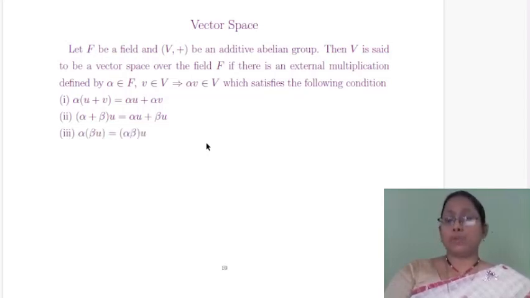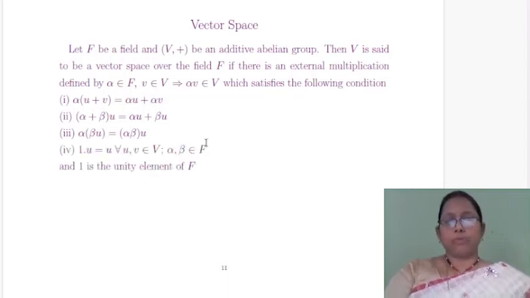Number two, alpha plus beta with u is equal to alpha u plus beta u. Finally, this is the associativity between the element of the field and the vector: alpha beta u is equal to alpha (beta u). If 1 is the unity element of F, then 1 into u is equal to u.